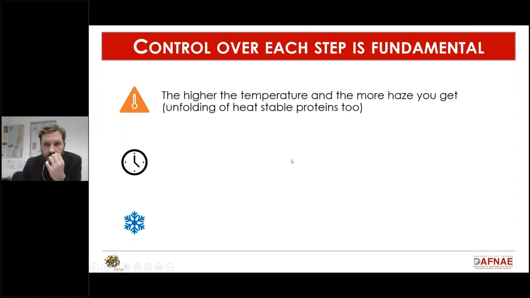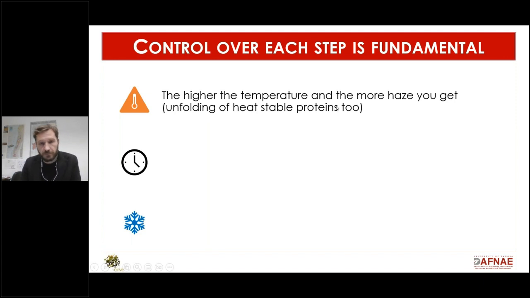It doesn't really matter which parameters you choose, while it does at the stage, but it's more important that you do them always in the same way and always with the same timing, temperature, duration, and so on. For example, it's important to know that the higher the temperature, the more haze you will get, because you will unfold not only the heat unstable protein, but also the heat stable protein.